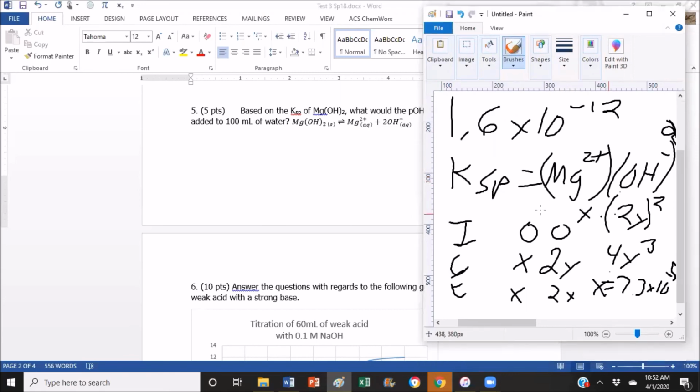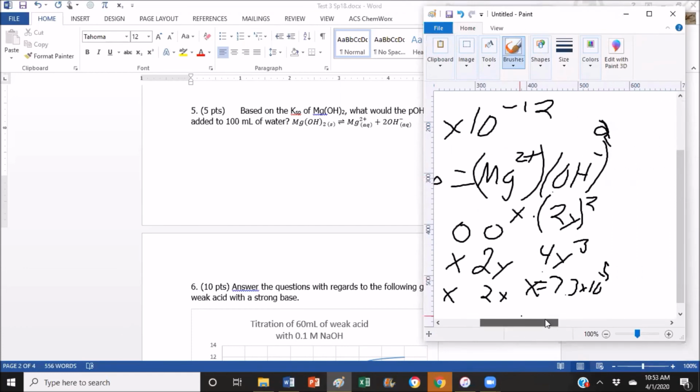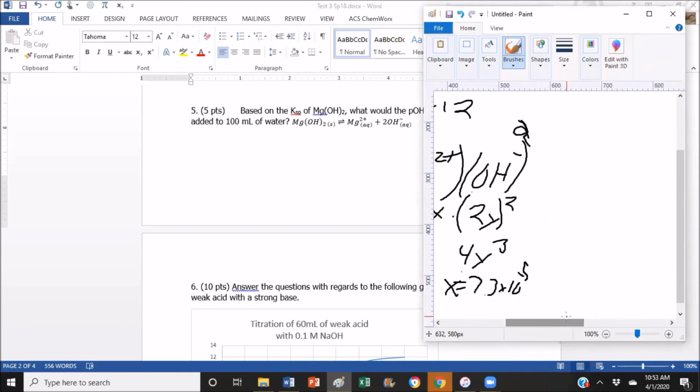So this X is valid. Now to get OH, we're going to have to times that by 2. So 7.37 times 2 means the OH concentration is equal to 1.47 times 10 to the negative 4th. Wait, you times that number by 2? The 7.3, yes, to get the OH. Okay.